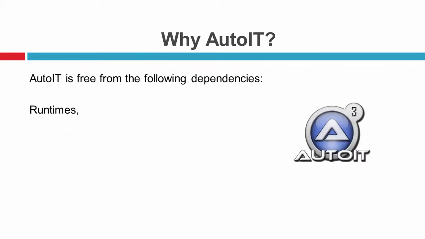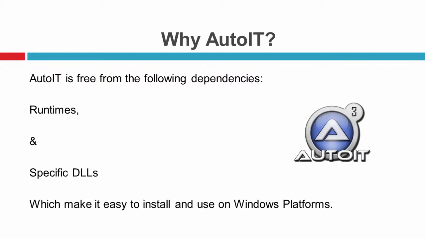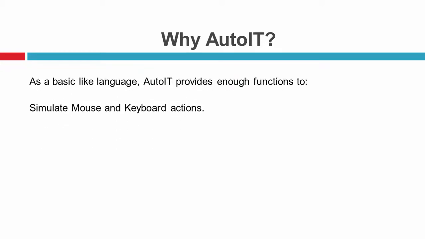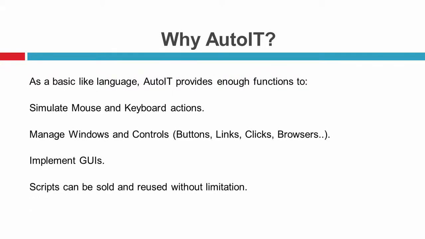AutoIT is free from dependencies such as runtimes and specific DLLs, which makes it easy to install and use on Windows platforms. As a BASIC-like language, AutoIT provides enough functions to simulate mouse and keyboard actions, manage windows and controls, buttons, links, clicks, browsers, but also to implement GUIs, and scripts can be sold and reused without limitation.